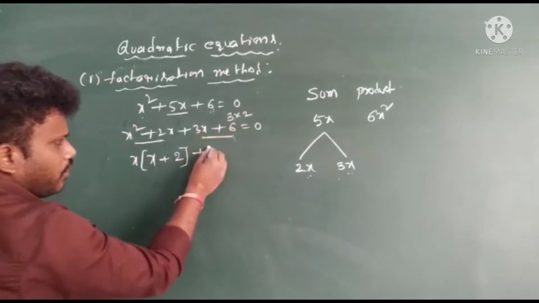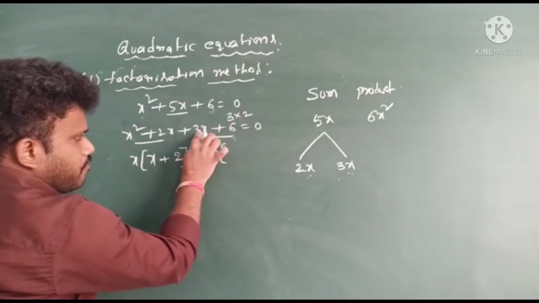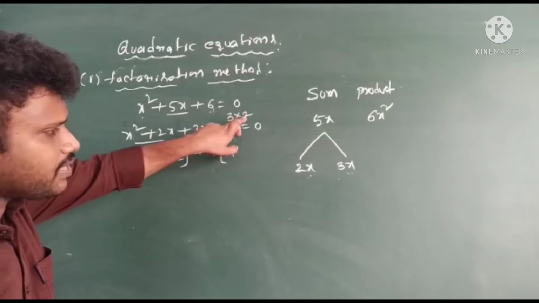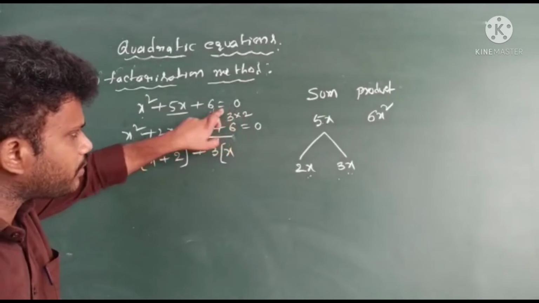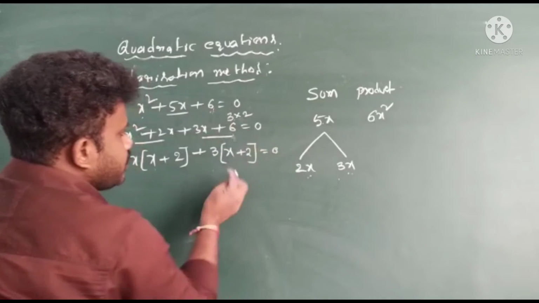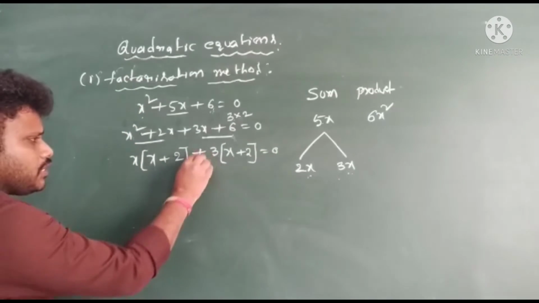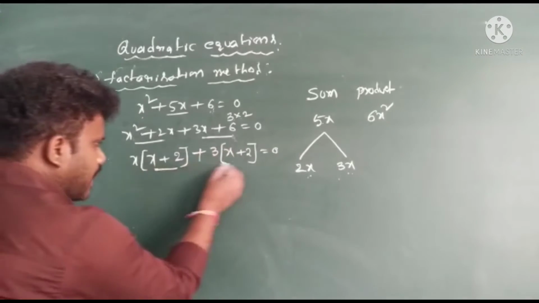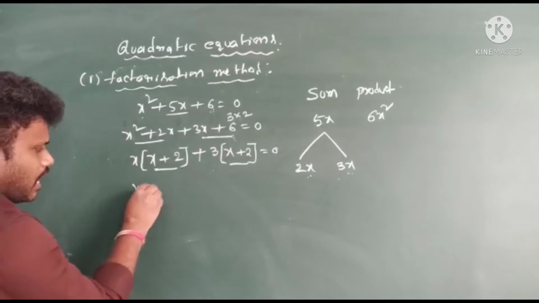Now out of these 2, if you take 3 common, x was left out. Now this 6 can be written as 3 into 2. Out of 3 into 2, if you take 3 common, plus 2 was left out. So here, see, the first term is x into x plus 2, and the second term is 3 into x plus 2. Out of these two terms, again x plus 2 is common.